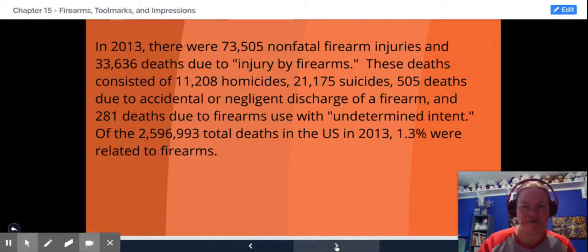All right, here are some statistics about firearms. There were 73,505 non-fatal firearm injuries and 33,636 deaths due to firearm injury. Most of them were suicides followed by homicides, but only 505 were due to accident or negligence. Out of the amount of deaths in the United States in 2013, which would be almost 2.6 million, only 1.3% were related to firearms.